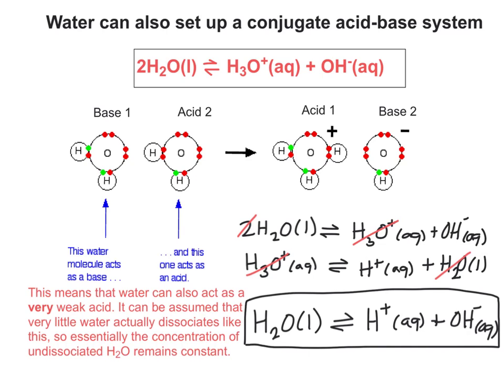Now, because water dissociates to form H+, it means that water can act as a very weak acid. But in actual fact, very little water actually dissociates like this. So most water actually remains as H2O, so it is a very weak acid. So for this reason, we assume that the concentration of undissociated H2O remains pretty much constant.